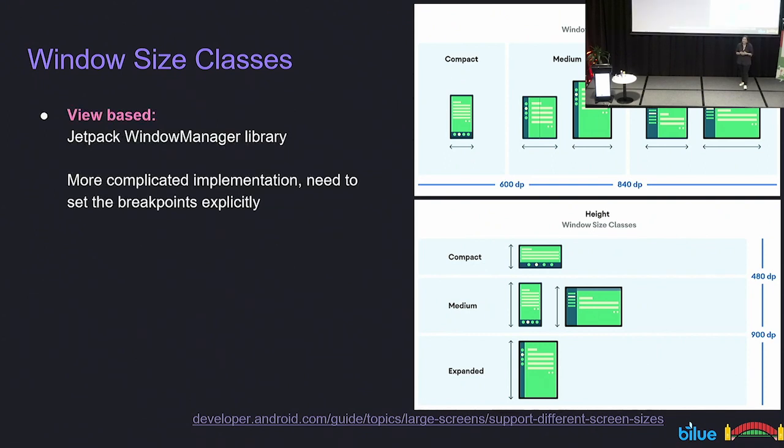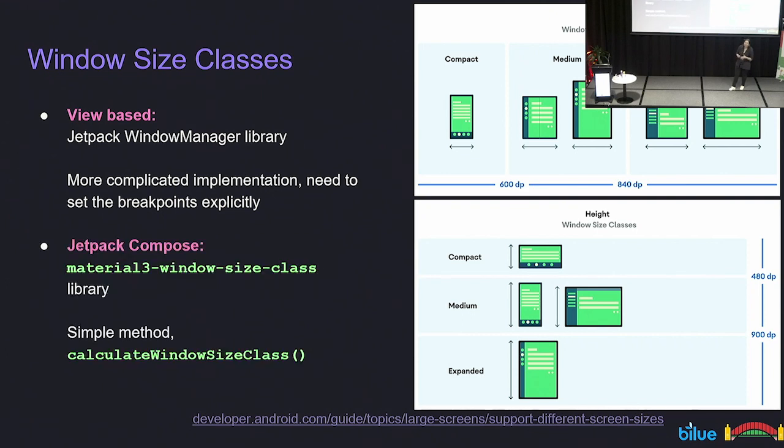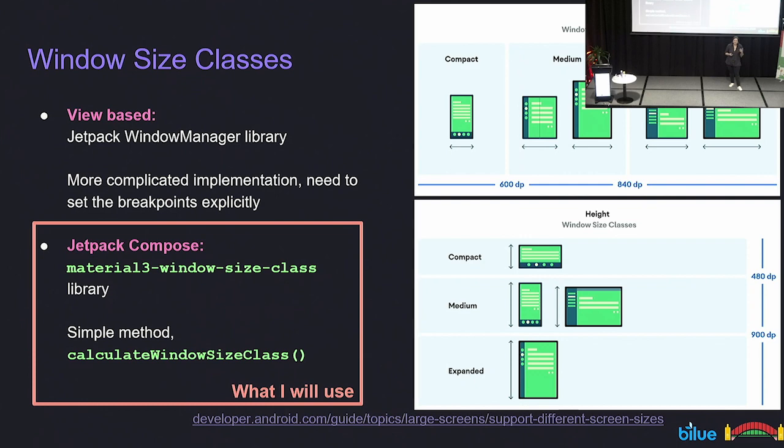So if you want to get the window size class for your app, if you're working in the view-based system, you can use the Jetpack Window Manager library. This is a little bit more complicated, and you do have to set these breakpoints explicitly yourself. It's much easier in Jetpack Compose. We can use the Material 3 window size class SDK and use a simple method, calculateWindowSizeClass. And this is what I'm going to focus on today.